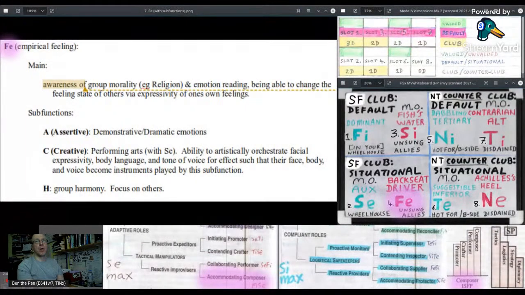Right, so performing arts, maybe a little bit. I think, oh, another example of ISFP, there's another old reference, maybe Kim Wilde.